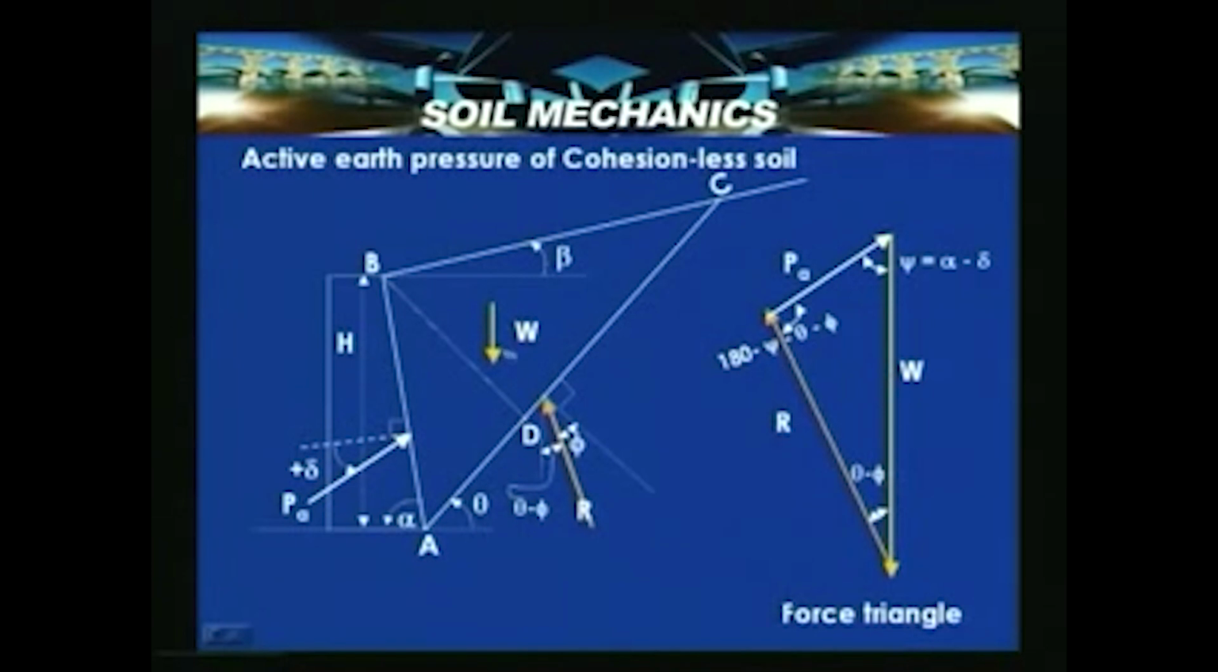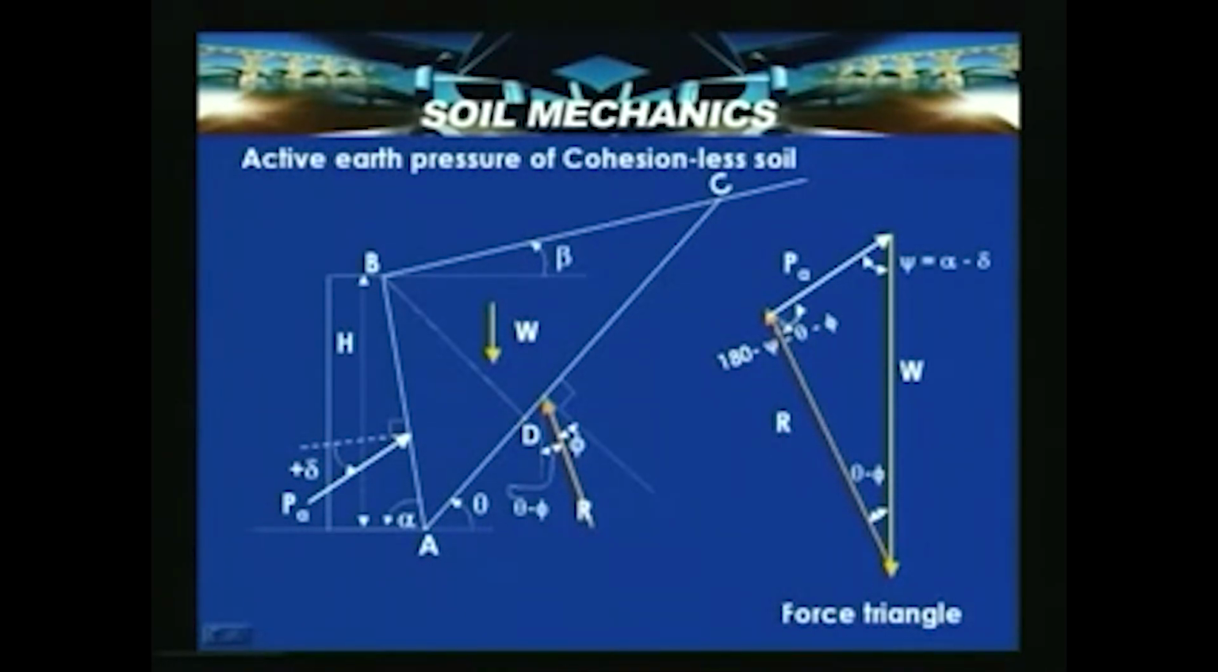So, the same forces like W, R and Pa which are acting on this triangular wedge ABC for the active case, when the wall moves away from the backfill, can be represented in the force triangle like this. Here W is shown vertical, and Pa is parallel to this. Then R is the soil resistance along the failure surface, where the friction is assumed to be completely developed uniformly. So, this R is the soil resistance along the failure surface for the movement.